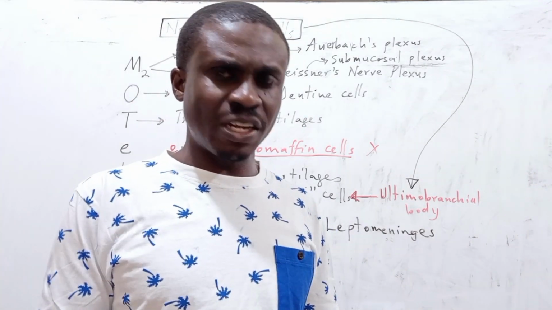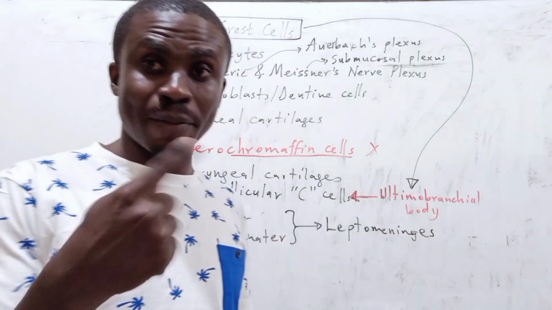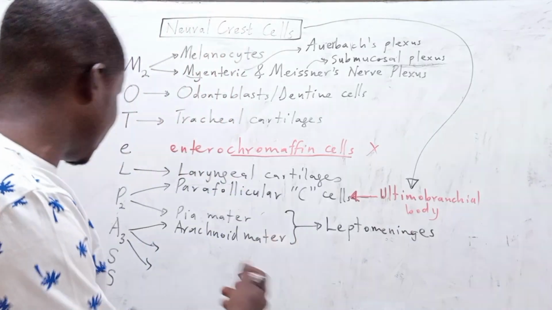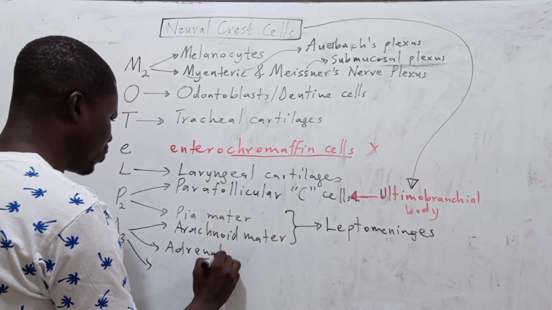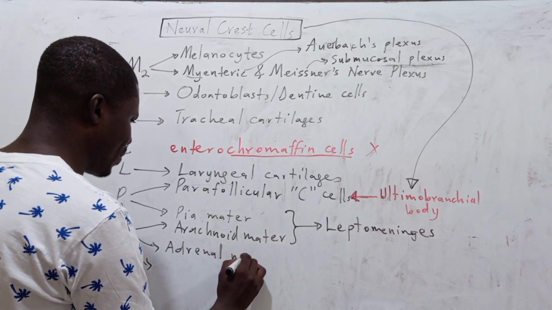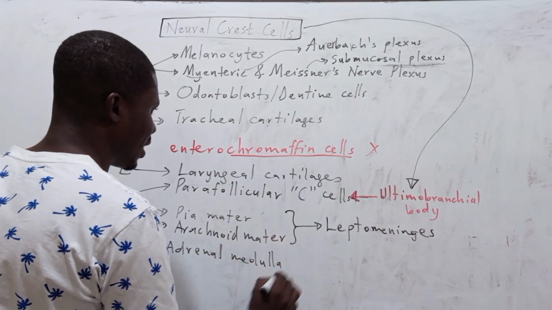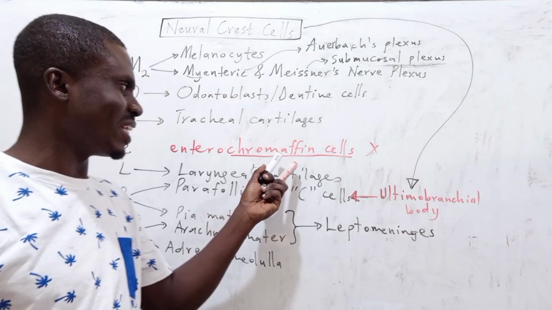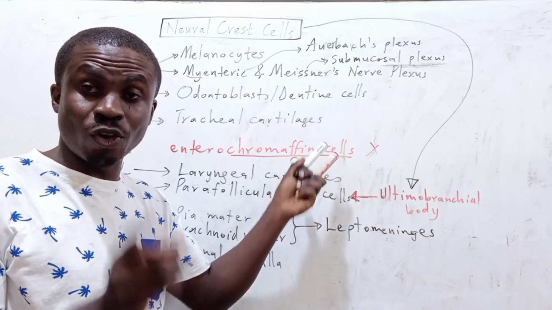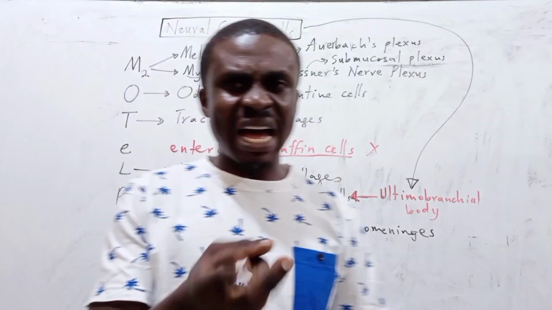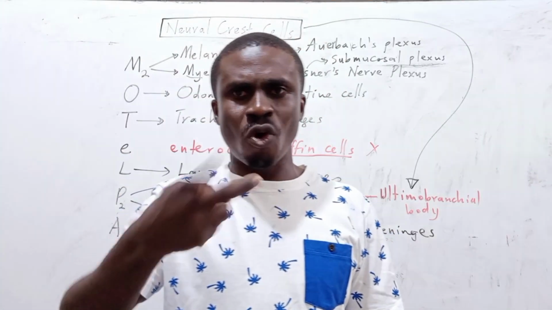Now, let me be quick and tell you something. The adrenal medulla. Already, we've seen something about it. I told you about those cells over here, the chromaffin cells of the adrenal medulla, not the adrenal cortex. Now remember, the adrenal gland has dual origin.